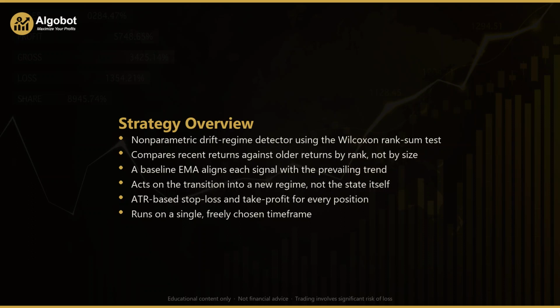Because a raw statistical signal can be noisy, the strategy adds a baseline exponential moving average as a light trend alignment filter. It only acts on an upward shift when price is above that baseline, and only acts on a downward shift when price is below it. So it joins the new regime rather than fighting a still dominant opposite trend. It trades a single symbol on a single time frame, whichever chart you attach it to.